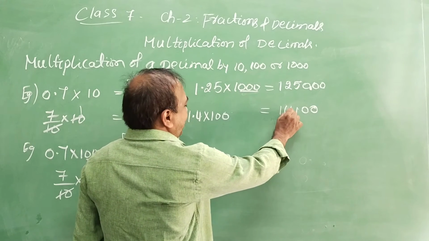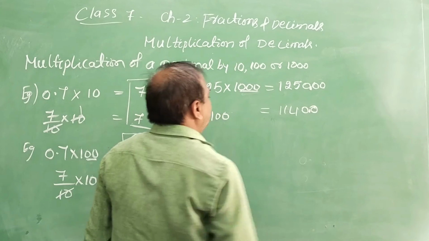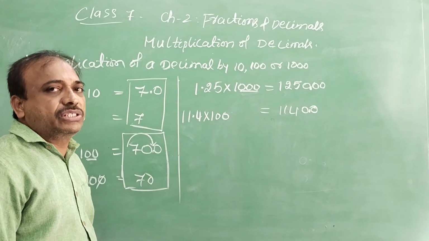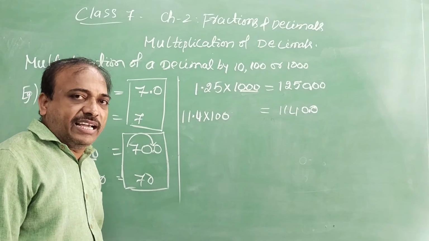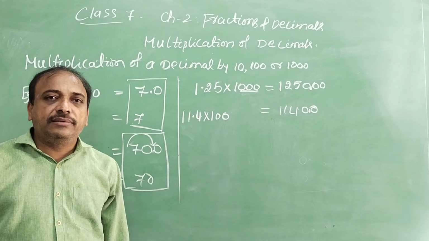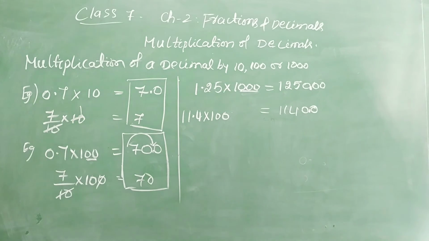Actually, the point was here. So just move 1, 2. So the answer is this one. The answer is 1140.0. Is it clear how to multiply with 10, 100 or 1000? Let us discuss exercise questions.